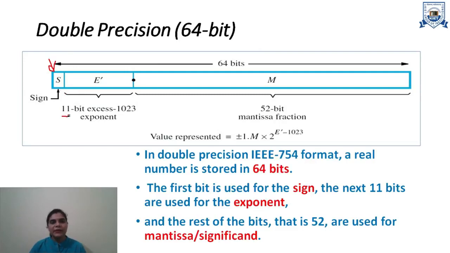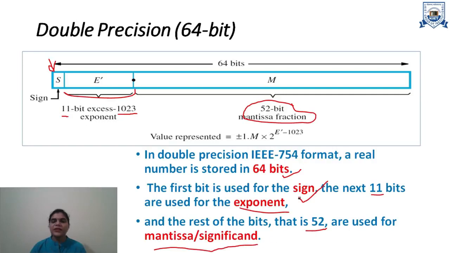Next, 11 bits are used for biased exponent, and the bias value for 64-bit representation is 1023. Next, 52 bits are used for the mantissa or fraction part. So in double precision, 64 bits will be used. The first bit will be used for the sign bit. Next, 11 bits for the exponent, and the remaining 52 bits will store the mantissa or significand part.